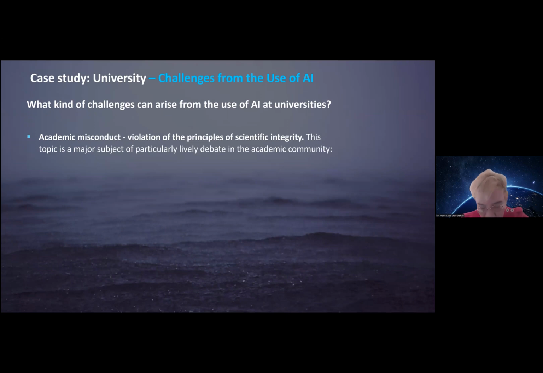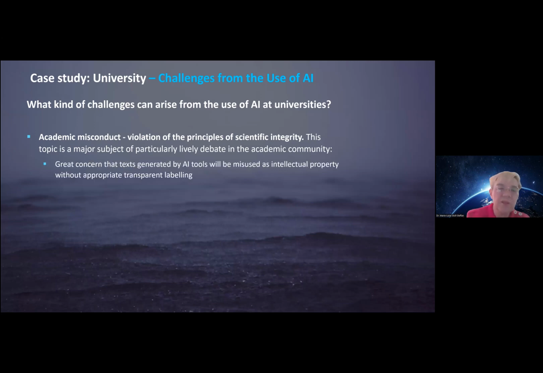But there are, of course, not only positive effects. Challenges are here. What kind of challenges can arise? One really big concern, at least here in Germany, and I know in Europe, is academic misconduct, violation of the principles of scientific integrity. This is really a big and major topic in many academic debates over here. There's great concern that texts generated by AI tools will be misused as intellectual property without appropriate transparent labeling. Regarding examinations, such an offense is regarded as an attempt to deceive.